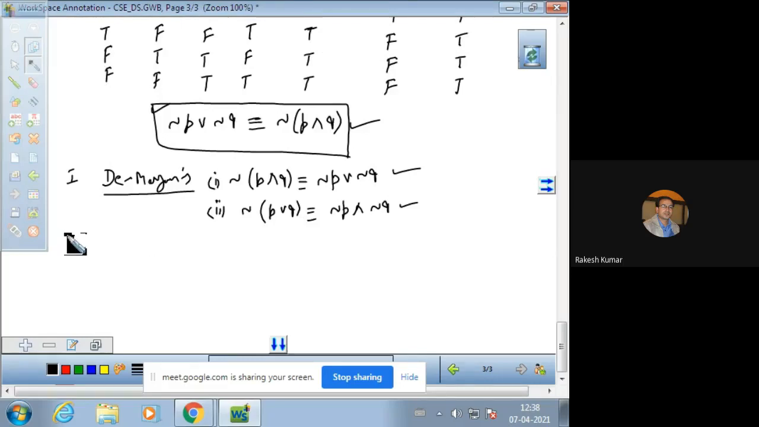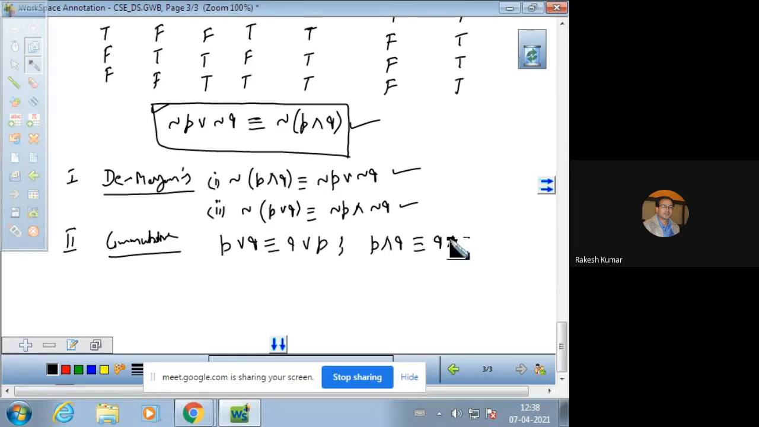The second one is commutative properties or commutative law. Commutative property says that P disjunction Q is equivalent to Q disjunction P. No doubt about that. You can easily do this. And P conjunction Q is equivalent to Q conjunction P. This is the commutative property or commutative law.